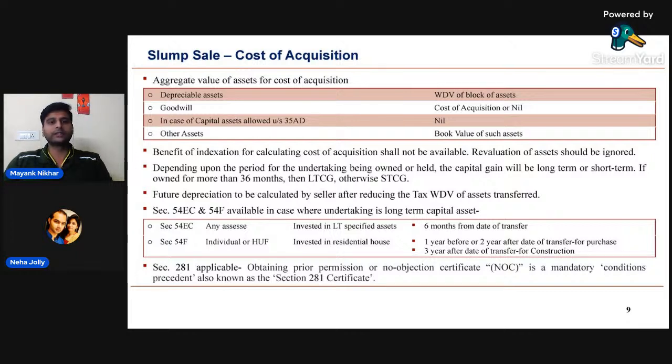There could be assets which are allowed 100% deduction under section 35AD. For those assets, the value has to be nil. For any other asset, the value has to be the book value.